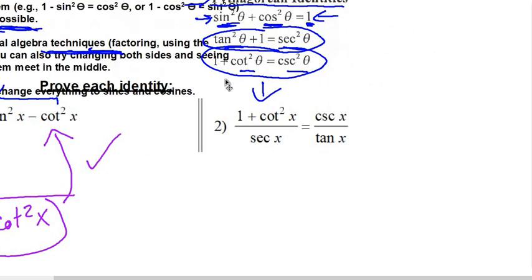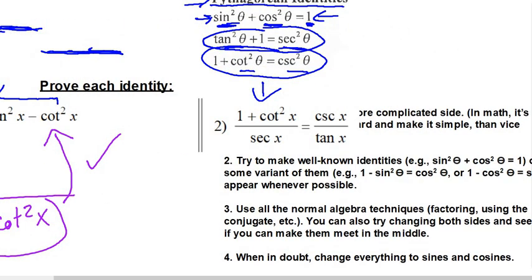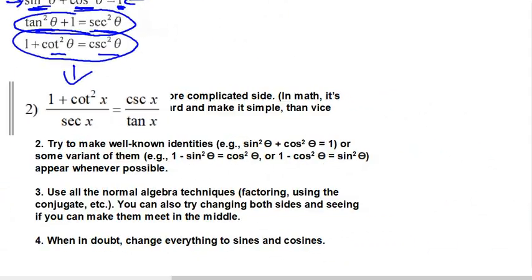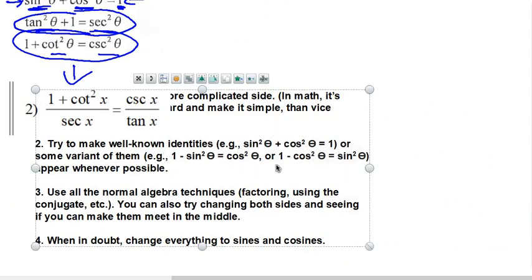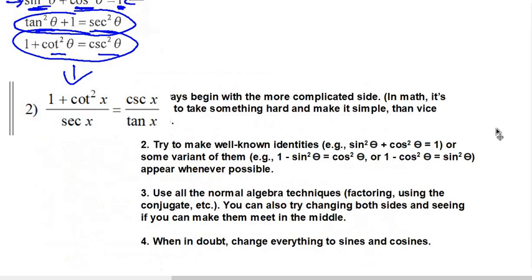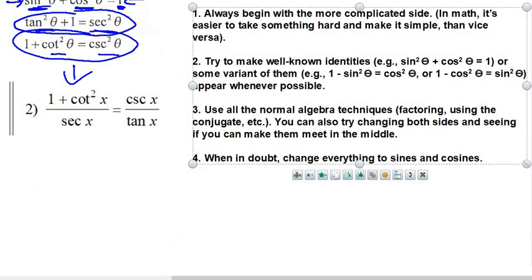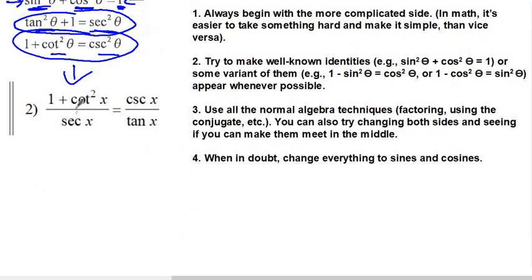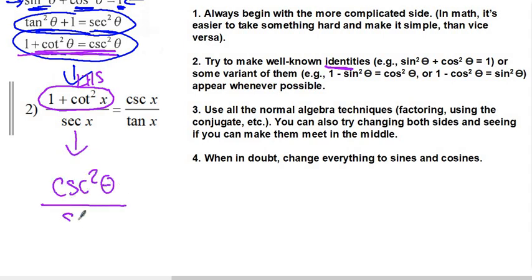says the following. I'm going to move this over here so we can have it in our frame of reference when we're doing this right here. Okay, always begin with the more complicated side. I think the left-hand side is slightly more complicated here because there's just more things on it. Try to make well-known identities appear. Here is a well-known identity. That's a Pythagorean identity. That's this right here. 1 plus cotan squared is the same as cosec squared. So I'm going to write it like that.